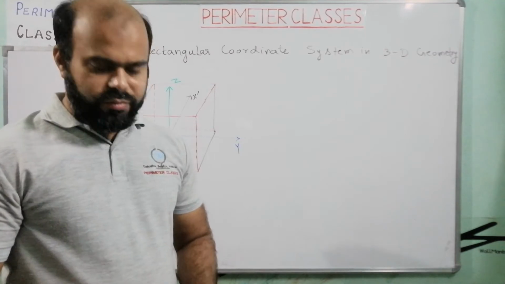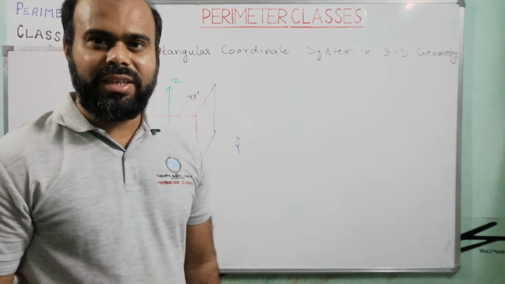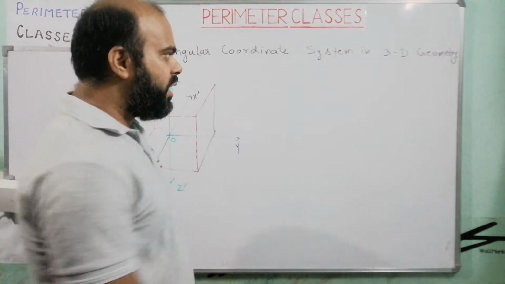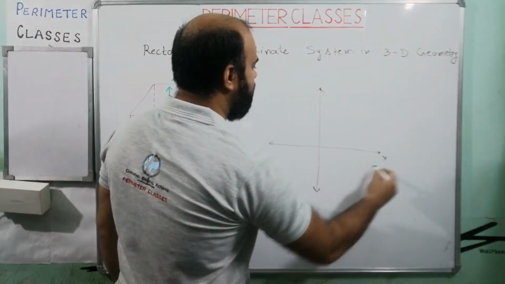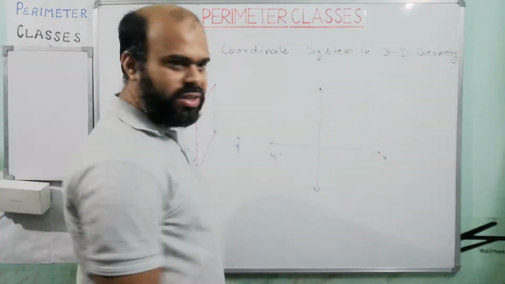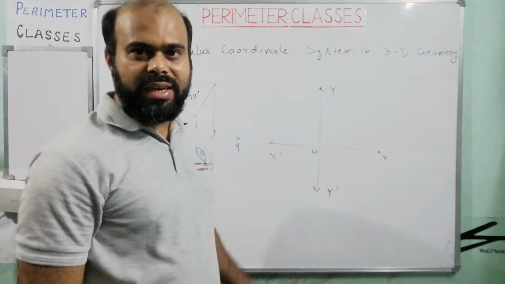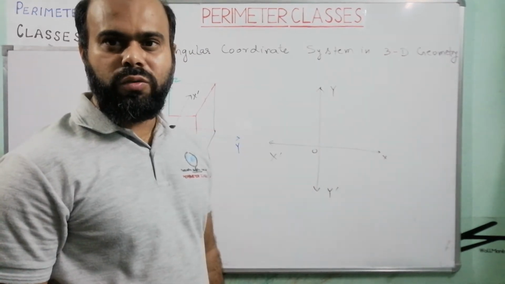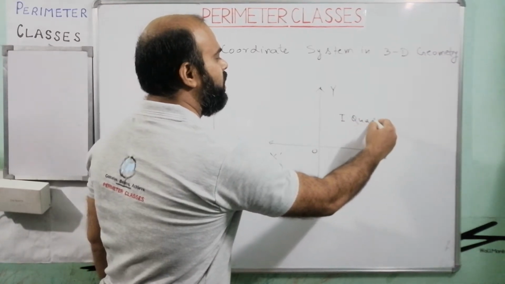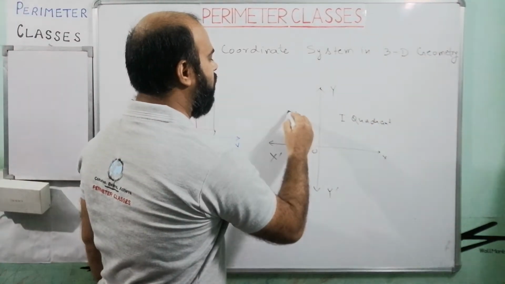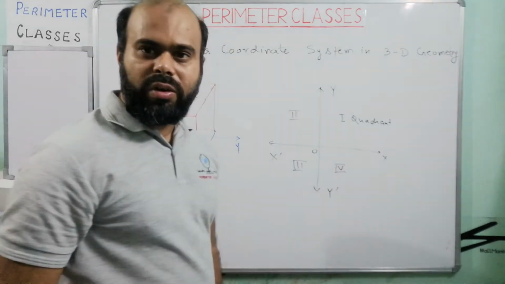So here, first of all, two-dimensional geometry you have studied in earlier classes. It is a rectangular plane. In a rectangular plane, what we used to do was we take two axes. One is x dash, another one is y dash, and we say that this plane is being divided into four quadrants. This is the first quadrant. Similarly, you will see second quadrant, third quadrant, and fourth quadrant.